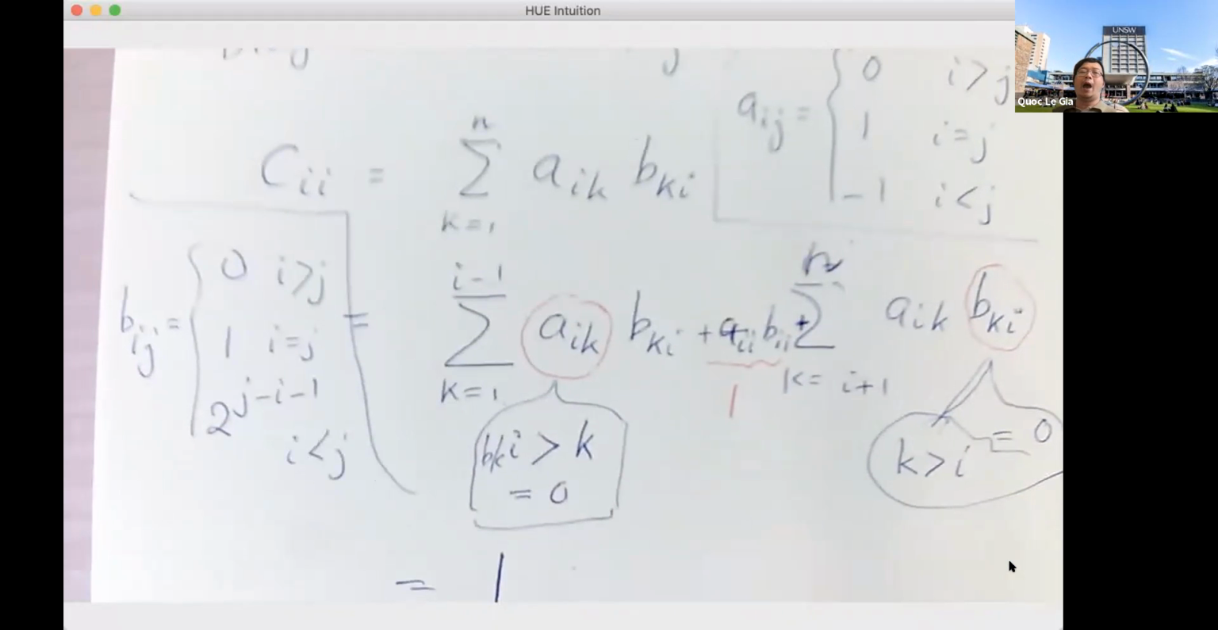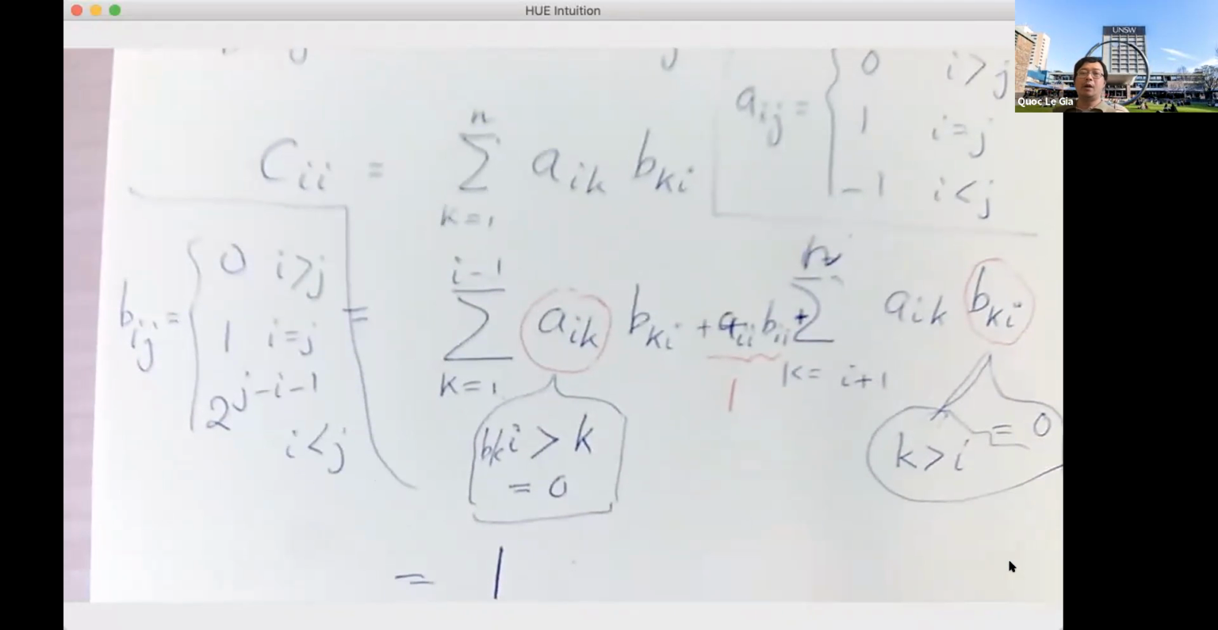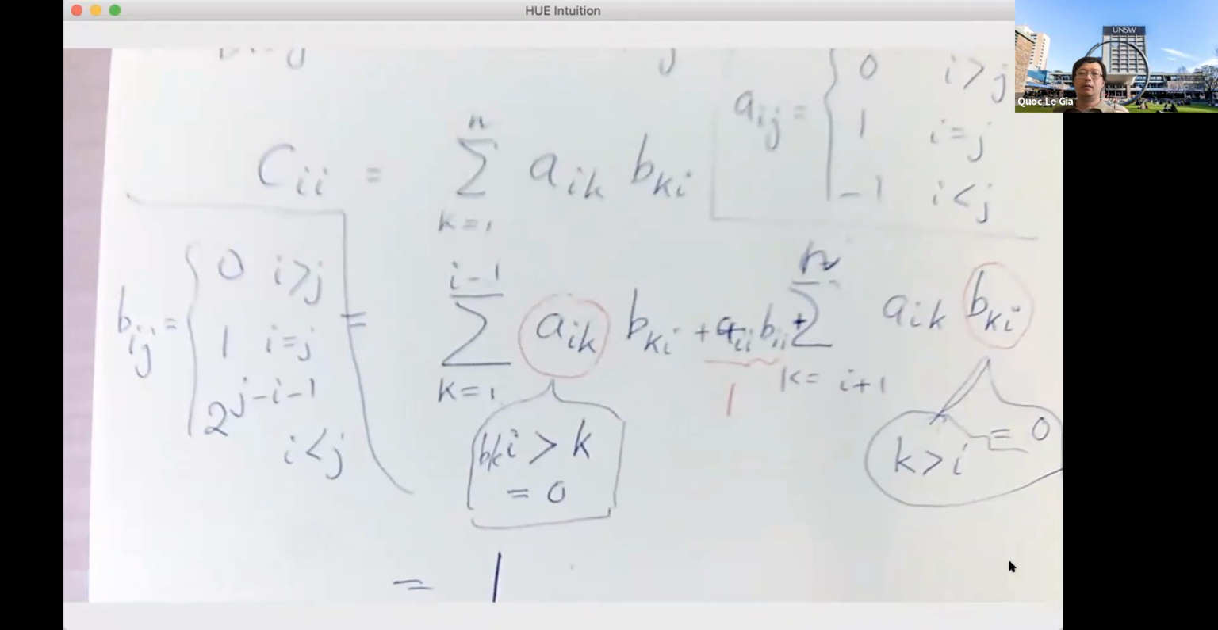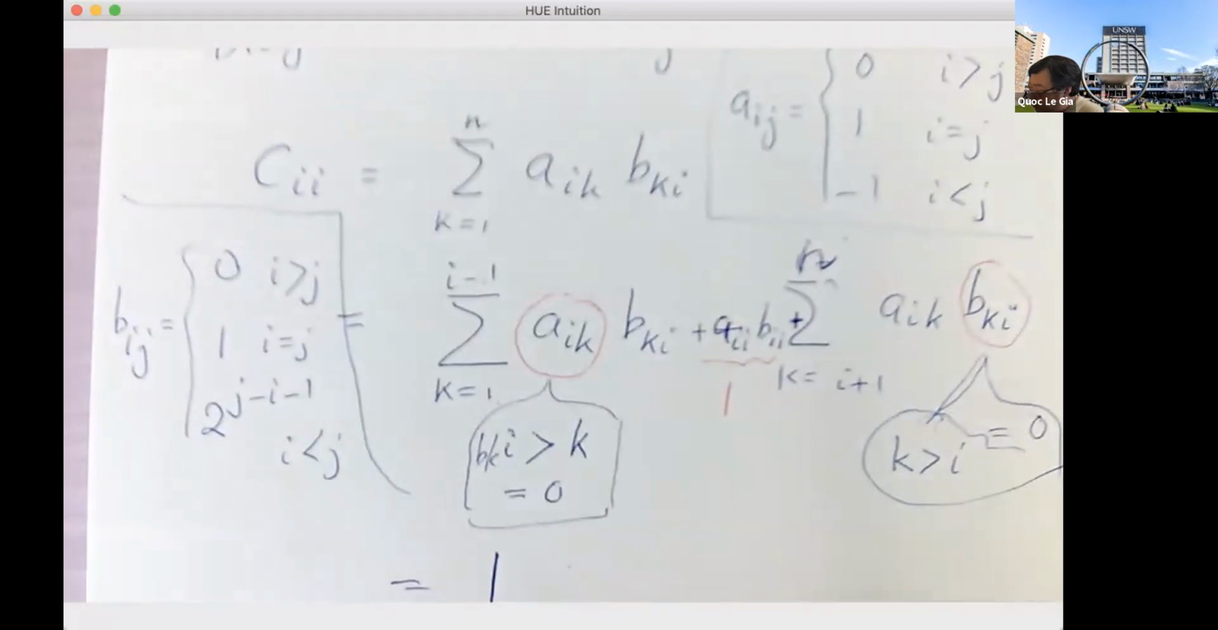Okay. So the diagonal terms of the matrix C, remember C is A times B, just equal 1. But it's good news, because we are checking that C has to be the identity matrix. So now the diagonal is equal 1. So it's good. Okay. So now the next step is what happens off diagonal.